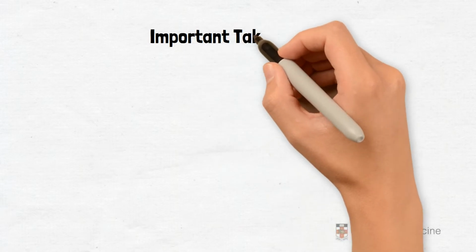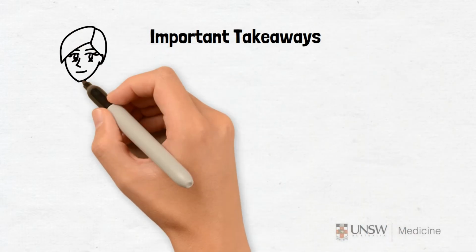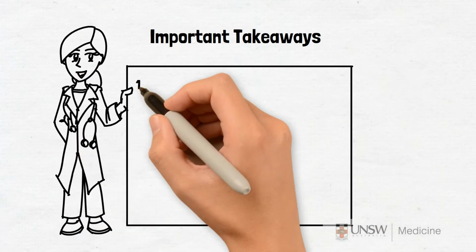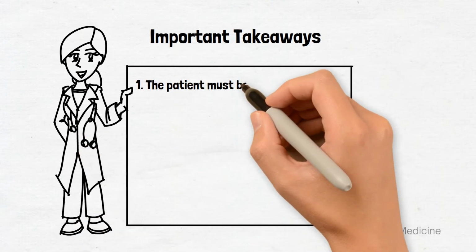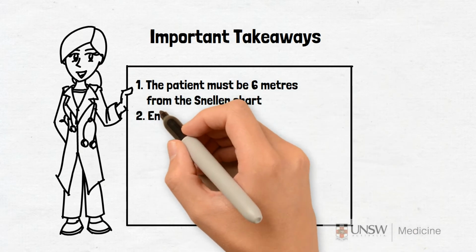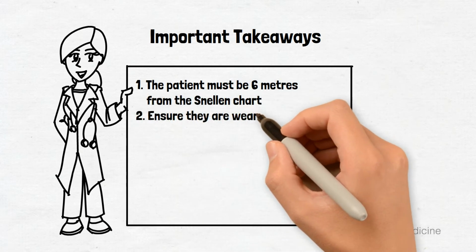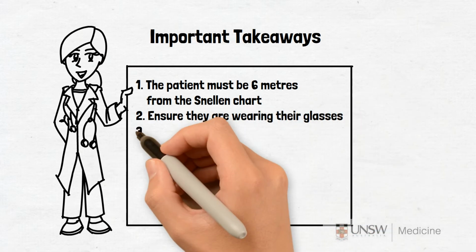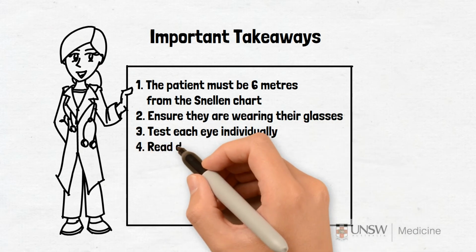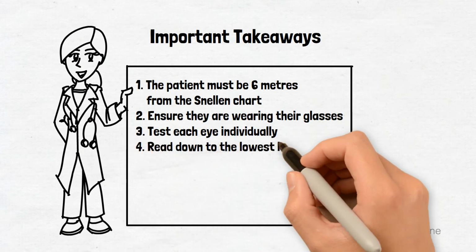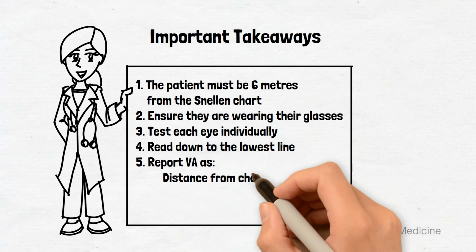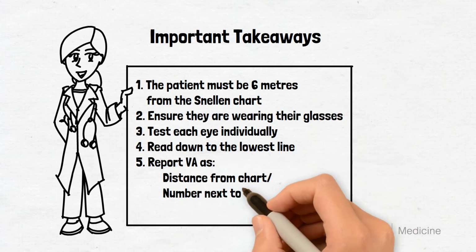Here are some reminders. The patient must be 6 meters from the Snellen chart. Ensure they are wearing their glasses. Test each eye individually. Read down to the lowest line. Report visual acuity as distance from chart over number next to lowest line read.